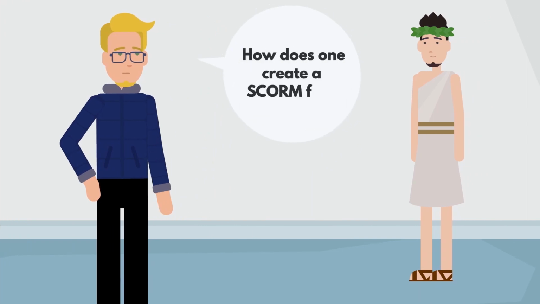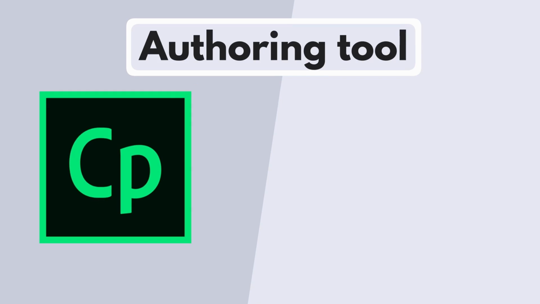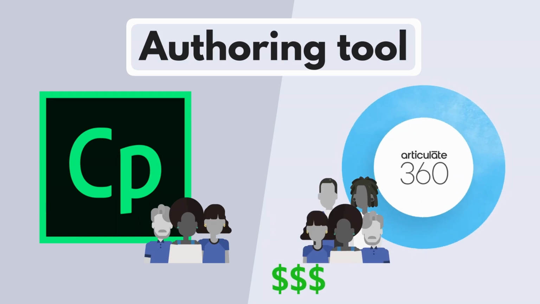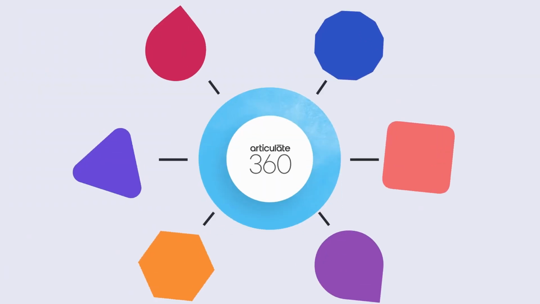So how does one create a SCORM file? It's with an authoring tool. One is called Adobe Captivate, which is one of the most popular. The other one, which is actually probably bigger, but a lot more expensive, is what we call Articulate 360. Now, Articulate 360 isn't just one authoring tool, it is dozens of authoring tools.